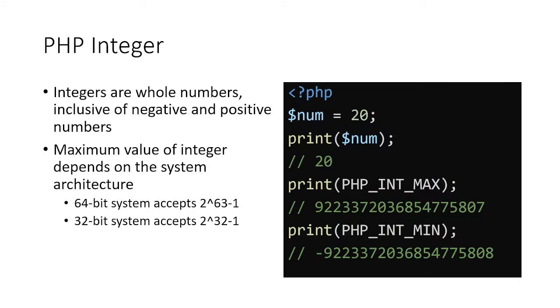Okay, next we have PHP integer. Integers are whole numbers without decimal points, which includes both negative and positive numbers. Although, in PHP the maximum value of an integer depends on the system architecture. What I mean by system architecture is, if you have a 64-bit computer, which most computers today should be, and you have a 64-bit operating system, then it will support 64-bit integers. However, if you have a 32-bit system, or a 64-bit system running a 32-bit operating system, then it will operate as 32 bits.